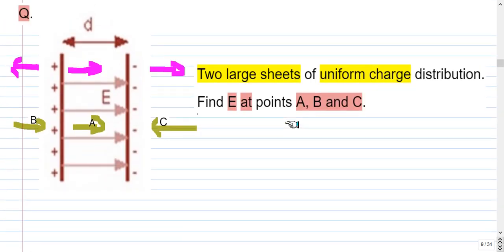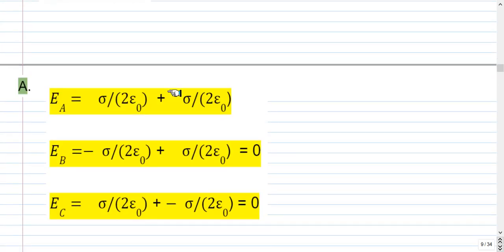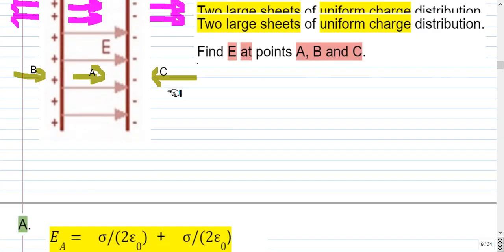Electric field at point B: both the electric field due to the positive sheet and negative sheet are in opposite directions and of equal magnitude, so they'll cancel. So the net electric field at point B will be 0, and at point C also the electric field directions are opposite and of equal magnitude, so they'll cancel and give a 0 electric field.